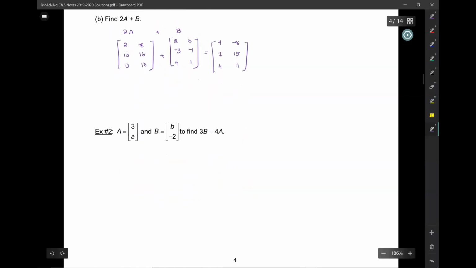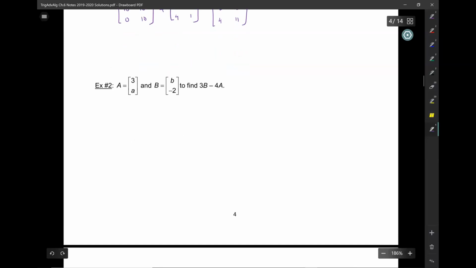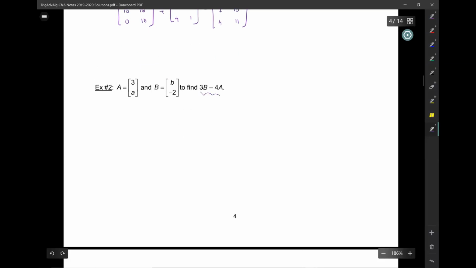Okay. Well, here I've got some column matrices, A and B. And somebody left variables in these matrices. Oh my goodness, what are we going to do? Well, we're going to stay calm and do math. Keep calm and do math. All right, so what do we need here? 3B minus 4A.